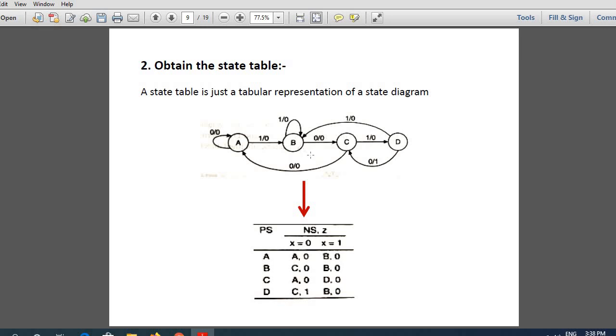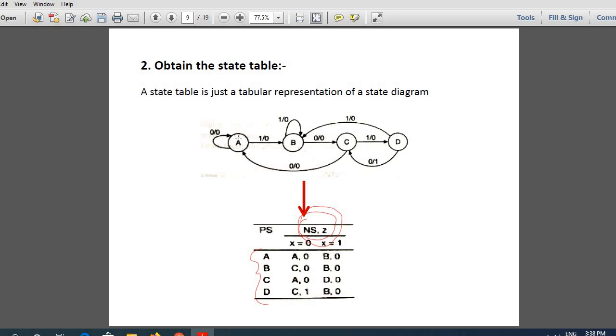Now you form the state table from your state diagram. This will be given and you form the state table. In present state, how many states do you have to write? A, B, C and D. So you write all the 4 states in your present state. Then what do you have to write? Next state, comma, output for different inputs.